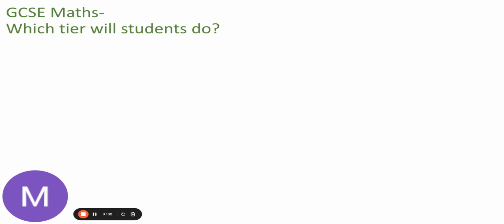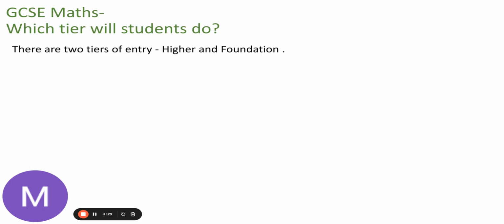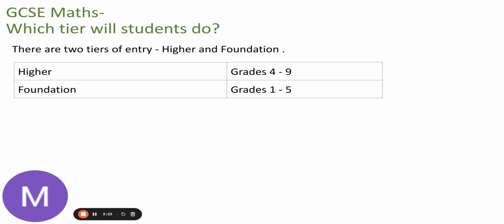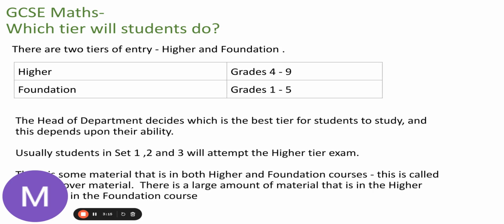Which tier will students do? There are 2 tiers of entry in maths, it's higher and foundation. In the higher paper, grades from 4 to 9 can be achieved. In the foundation paper, grades from 1 to 5. We decide which is the best tier for students to study based on their ability.